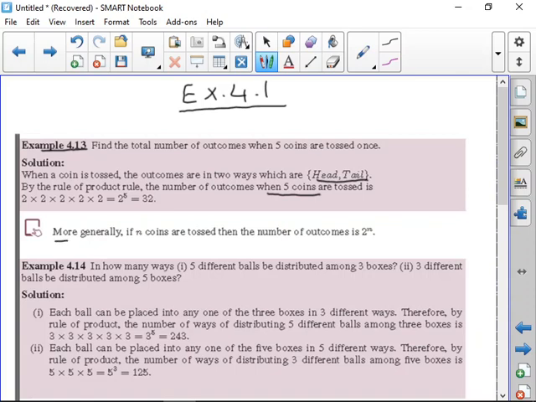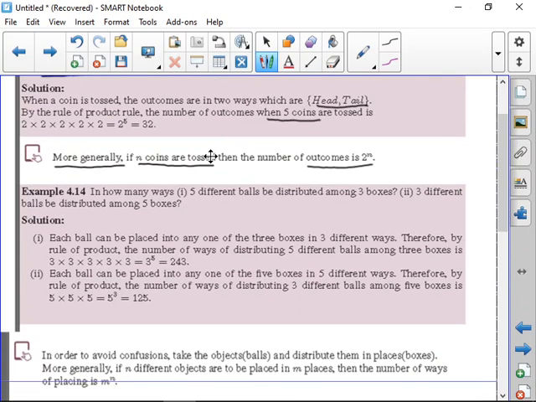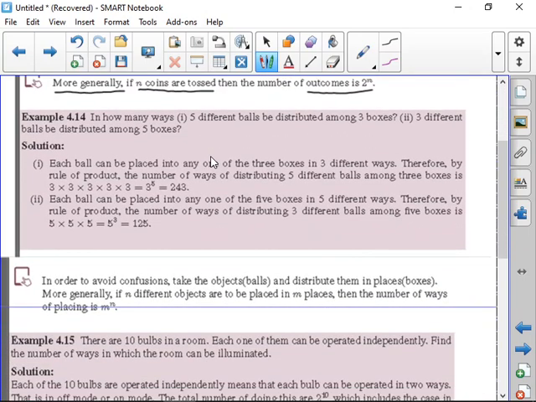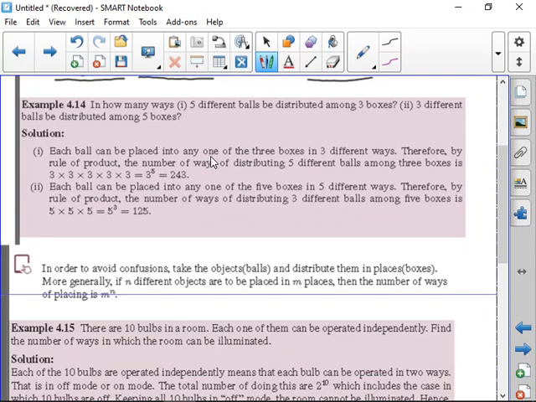More generally, if n coins are tossed, then the number of outcomes is 2 power n. Next, we will go to example 4.14.